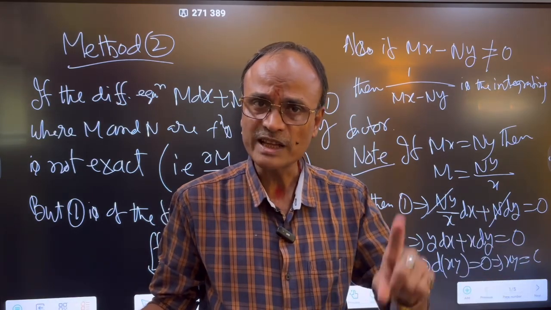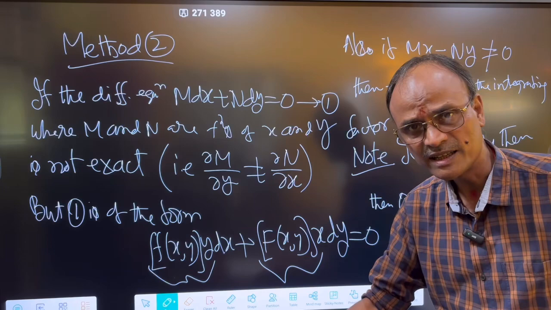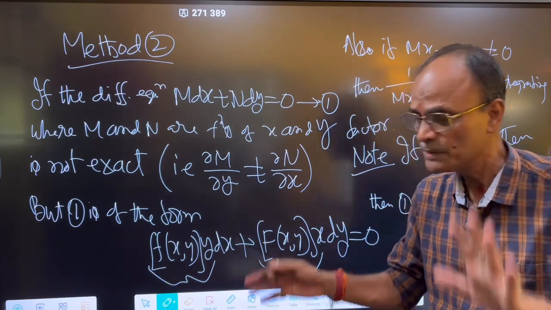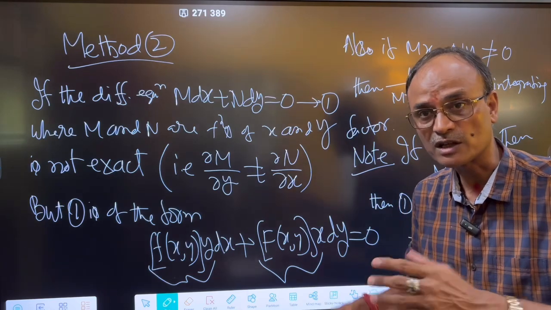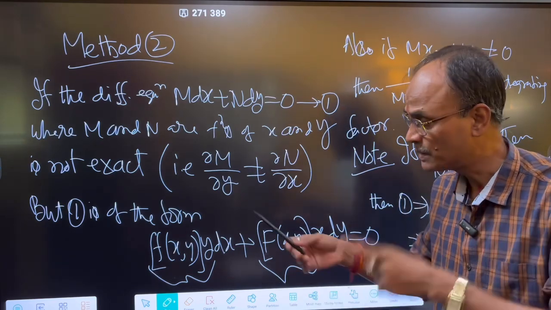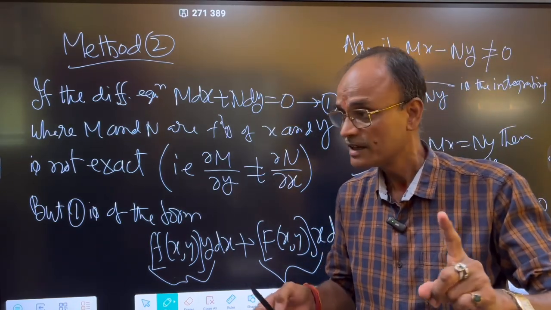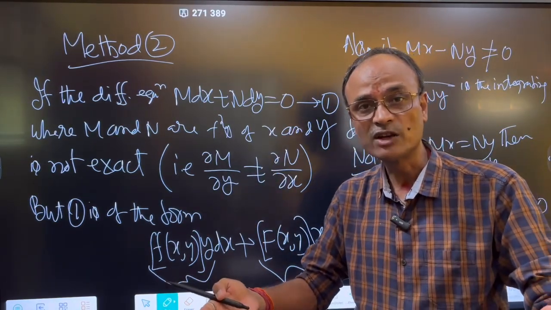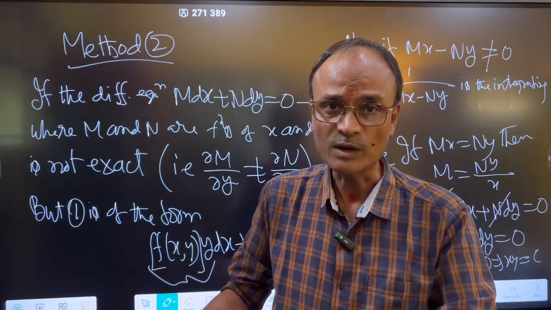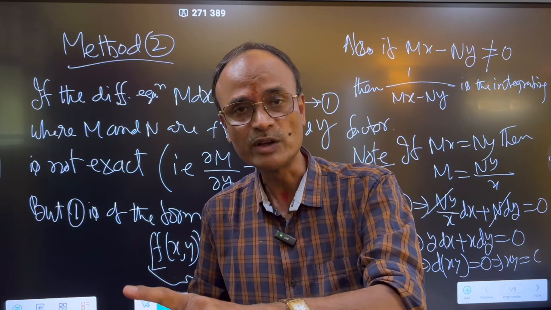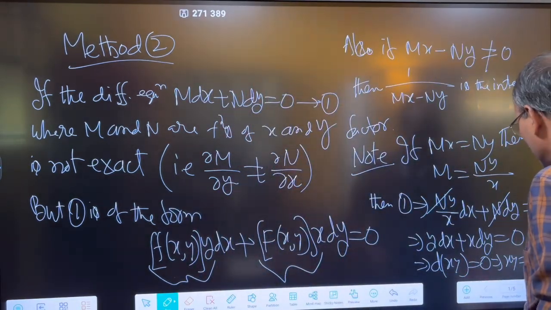If the differential equation can be expressed in the form this, then find Mx minus Ny. If it is not equal to 0, then 1 by (Mx minus Ny) is the integrating factor. What does it mean? Multiply the equation by the integrating factor. Then you can check that for the new differential equation, del M by del y will be equal to del N by del x. It becomes exact.